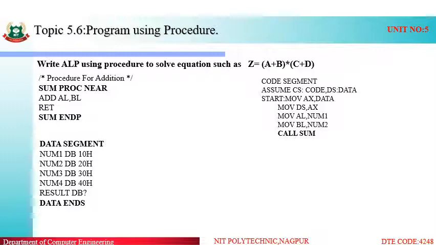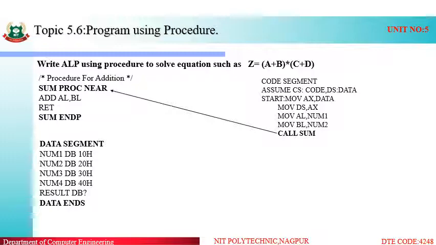We have to assume num1 as A, num2 as B, and then in the next step we have called the procedure with the help of the call instruction. What is our procedure name? The procedure name is sum. So call sum. When this instruction is executed, it will transfer the flow of execution to the procedure. So the control of execution will be passed to the procedure.